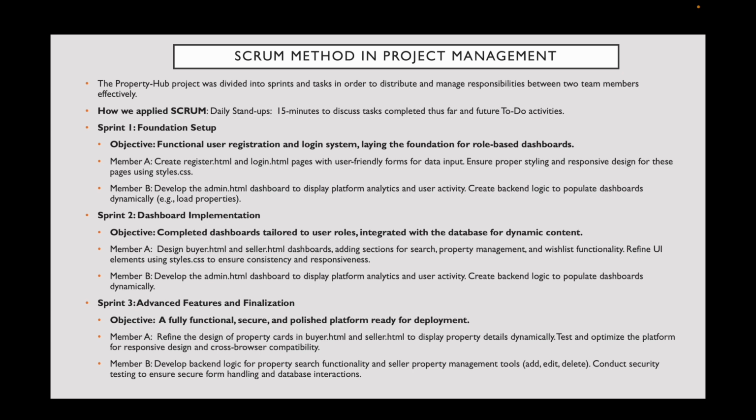Third sprint cycle, here we're doing the advanced features and finalization. Here we're focusing on a fully functional, secure, and polished platform ready for deployment. Person A, you're going to refine the design of the property cards in the buyer and seller sections to display property details dynamically. Test and optimize the platform for responsive design and cross-browser compatibility.